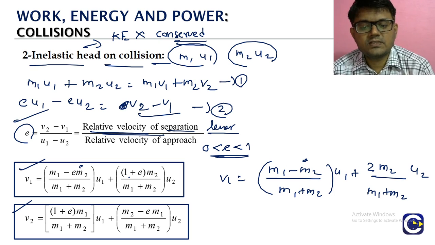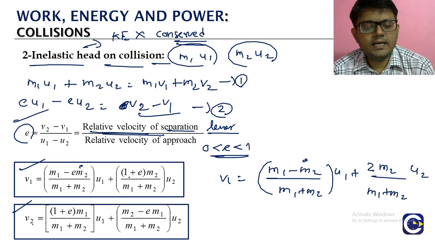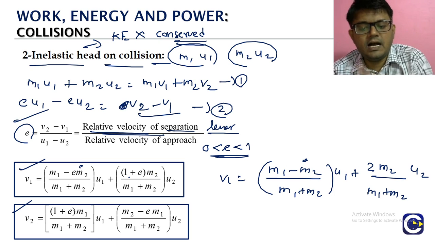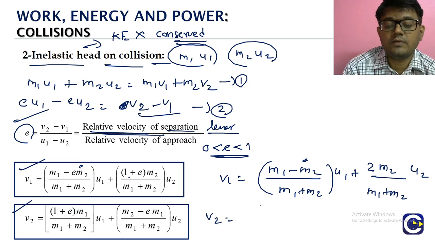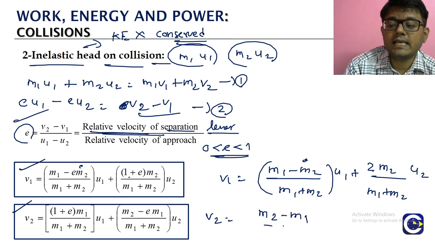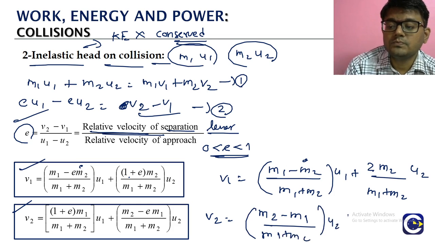That's the difference. Okay, and same v2 ஓட expression அப்படிதான், அங்க change will be coming in the m1 place. So what is the v2 formula? We remember v2 will be equal to m2 minus m1 by m1 plus m2 into u2, plus 2m1 by m1 plus m2 into u1.